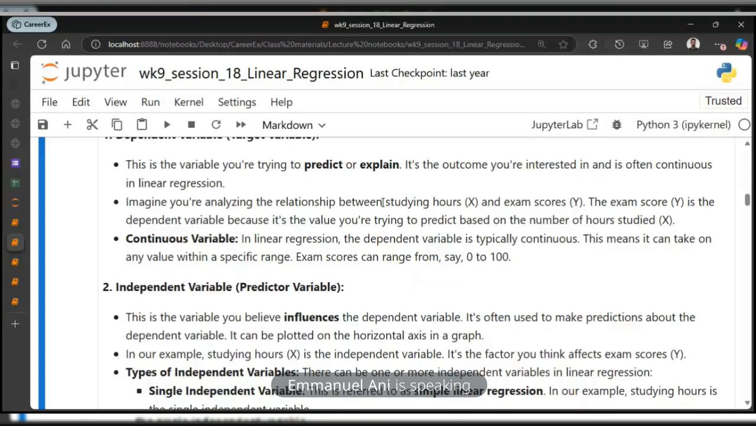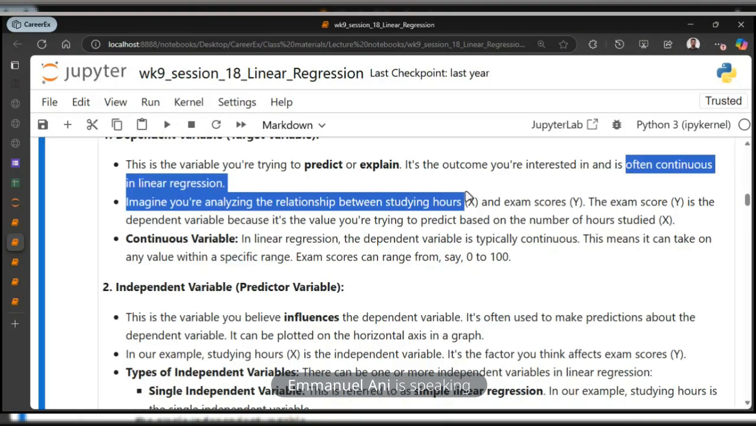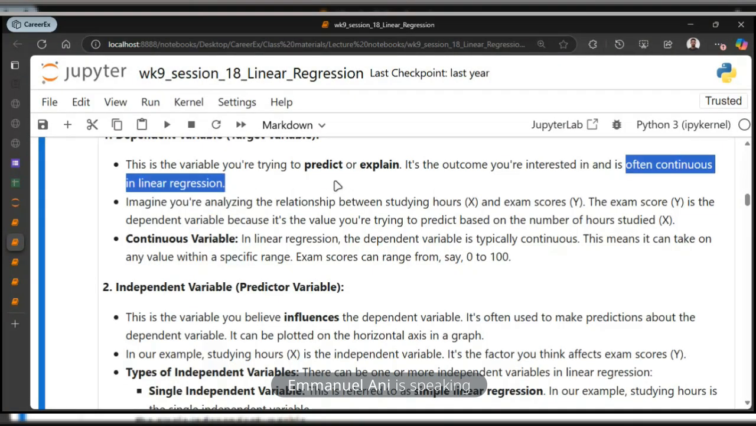So the outcome variable, now you can see another name has come out. Now you can also call it outcome variable. So the target variable is often continuous or numeric in linear regression, right? So it can be numerical or like continuous variable, basically.